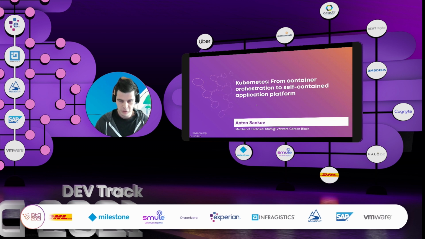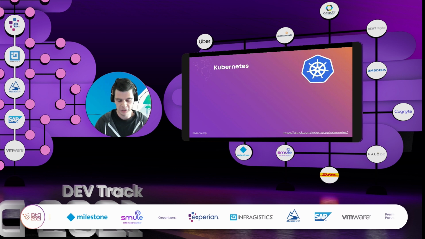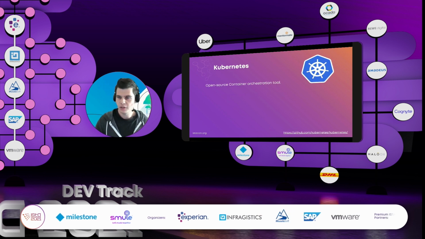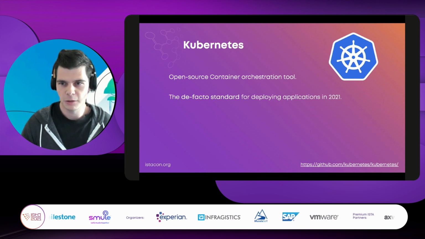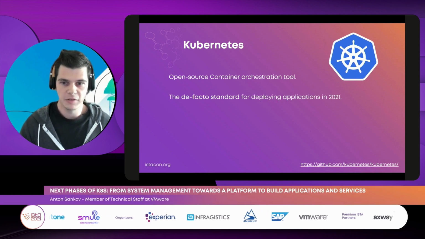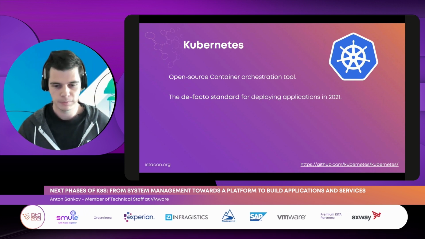As you probably already heard and saw, today we're going to talk about Kubernetes. But what is actually Kubernetes? Kubernetes is an open source container orchestration tool. It was developed in Google, open sourced in 2014, and for the past 7 years became the de facto standard for managing and deploying container applications.